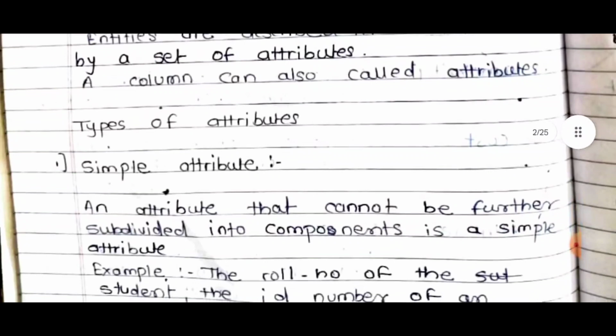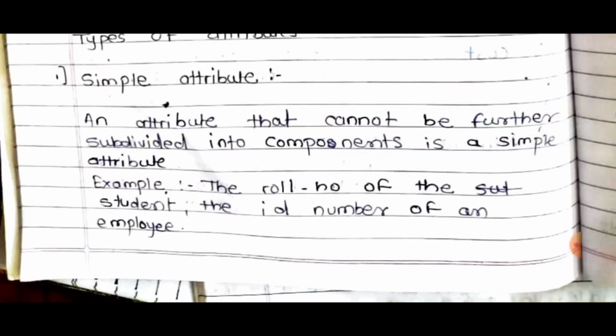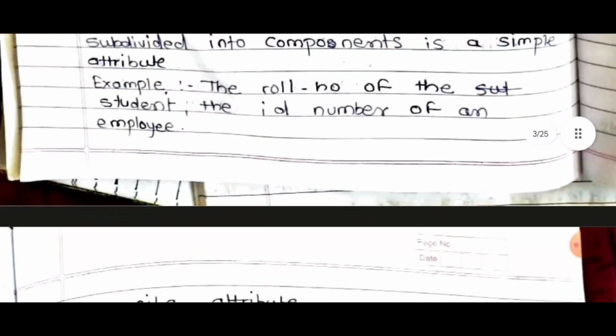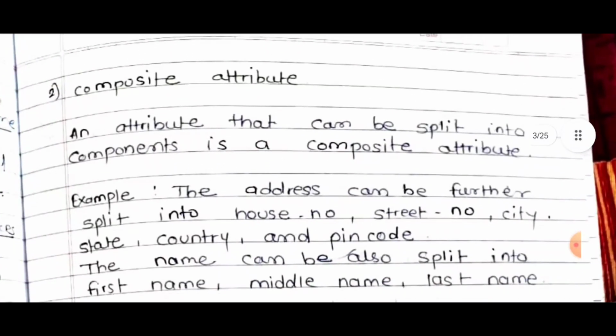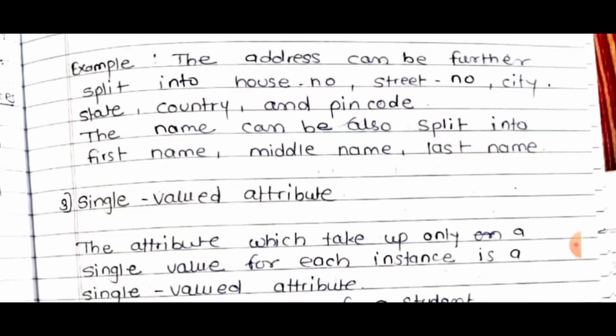Types of attributes. First, simple attribute. An attribute that cannot be further divided into subparts is known as a simple attribute. Example, the roll number of the student. Composite attribute. An attribute that can be split into components is a composite attribute. Example, the address can be further divided into house number, street number, city, state, country, pin code, etc. The name can also be divided into three parts like first name, middle name, last name.